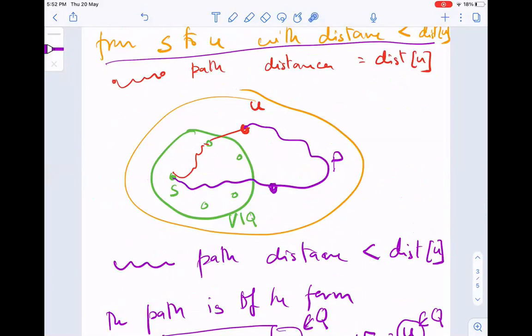So if this whole path is shorter than this red path, then half of the path must also be shorter than this path. And in that case, the value of D of this vertex must be less than D of U. And therefore, I would have picked this vertex and not this vertex when I'm picking the minimum.